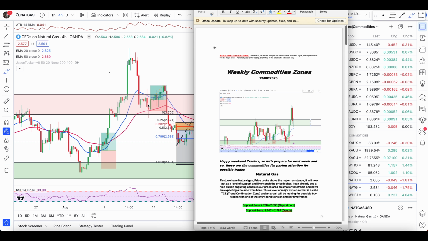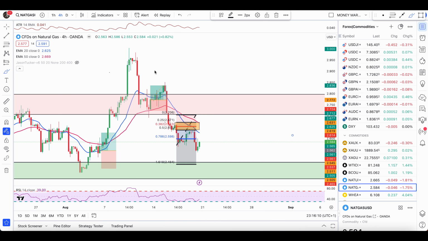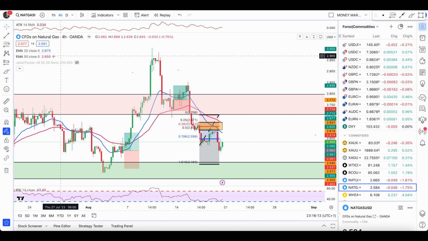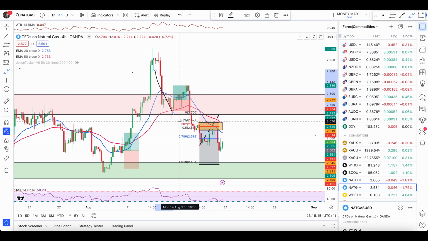I'm also going to show you the zones that did not work out, and how badly it can go against you if there is no condition. As you can see, the price was right here, and we were looking for a condition: if the price pulls back and forms a good reason to enter. And right here, we had a nice bullish engulfing candle. We also had a pin bar buy.